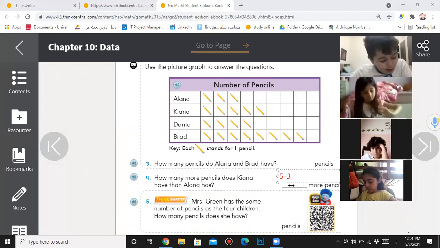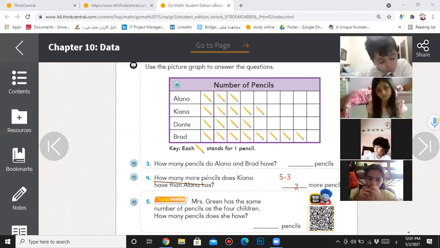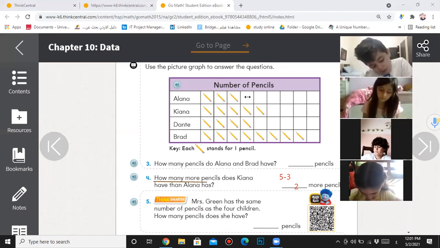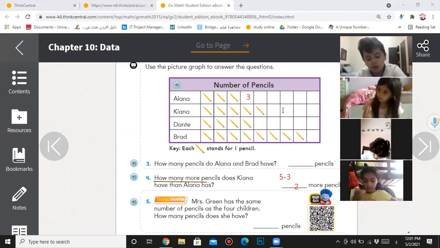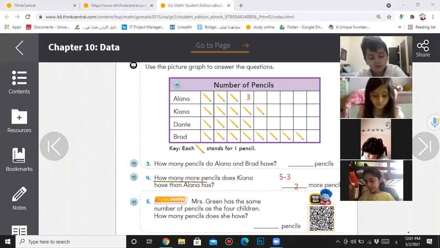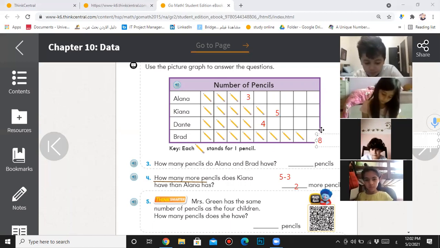5 minus 3 equals 2, because it is minus. Why is it minus? Because we have here how many more, it means minus. And here I have 3. Guys, did you write in your book? Please write. 5, 4. All right, guys, done? Yeah, teacher, I am done.